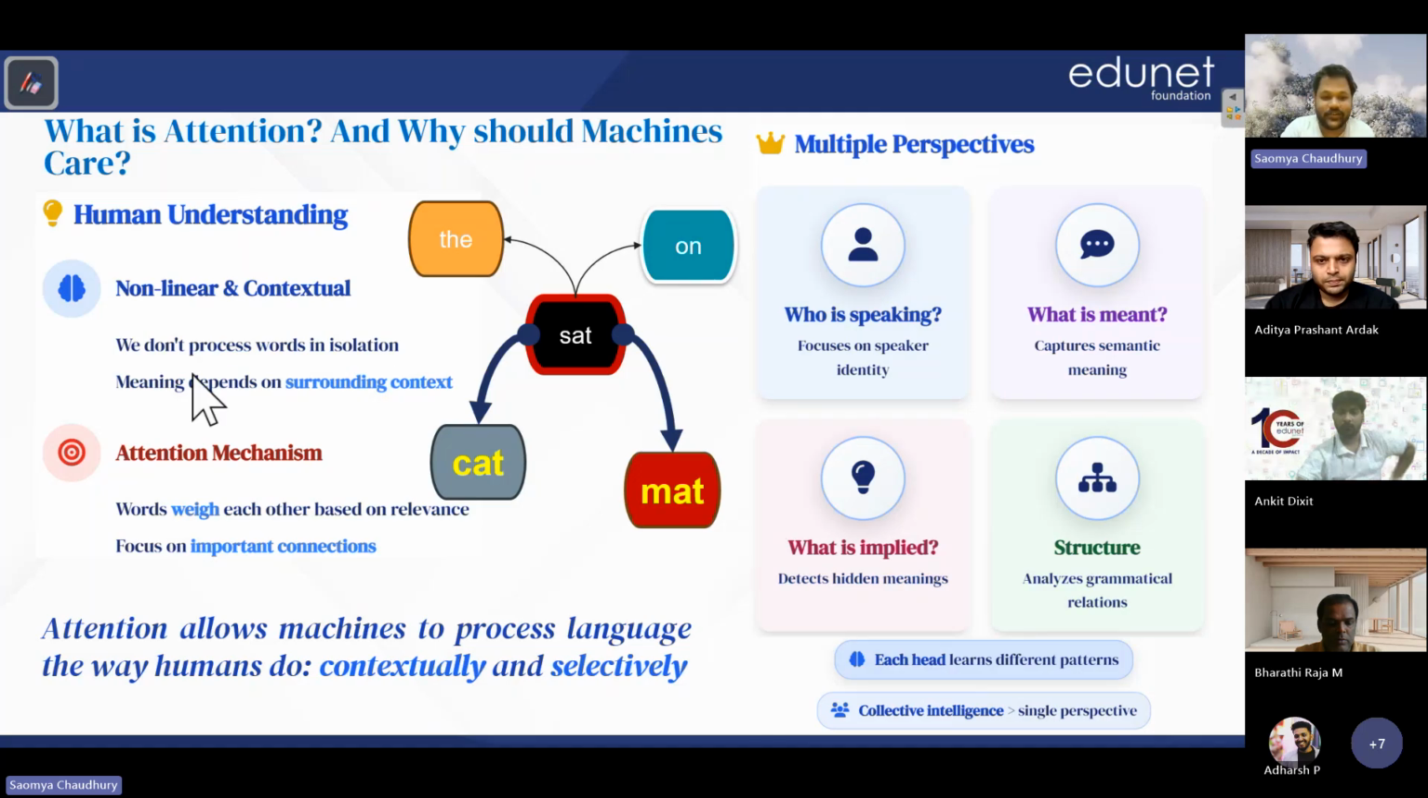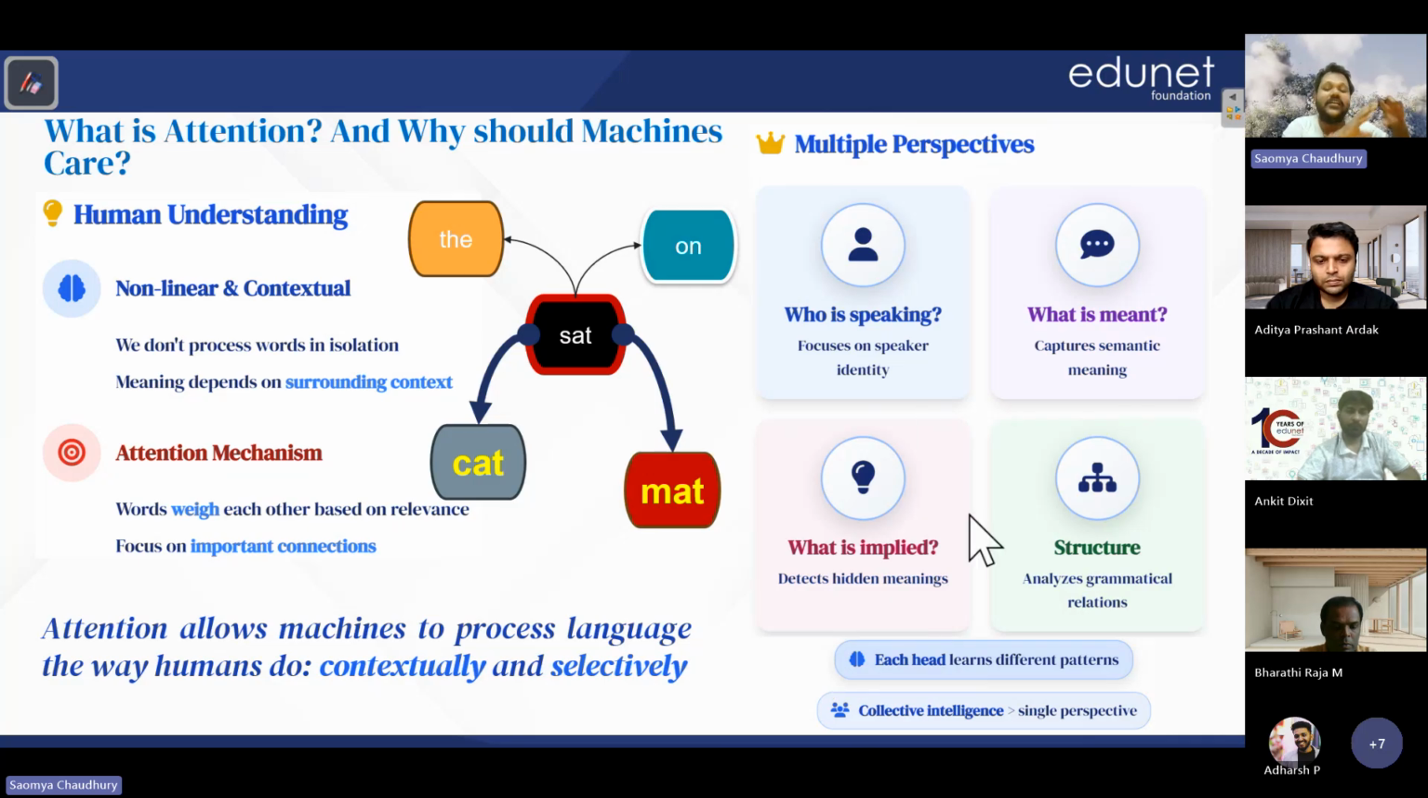So I think more or less you understand the attention mechanism. Words weigh each other based on relevance, focusing on important connections which they have to offer. Now, multiple perspectives. I think more or less you are understanding this context. Who is speaking? It focuses on the speaker who is trying to speak. What is getting captured? The semantic meaning. In fact, not just semantic meaning, what does it imply?